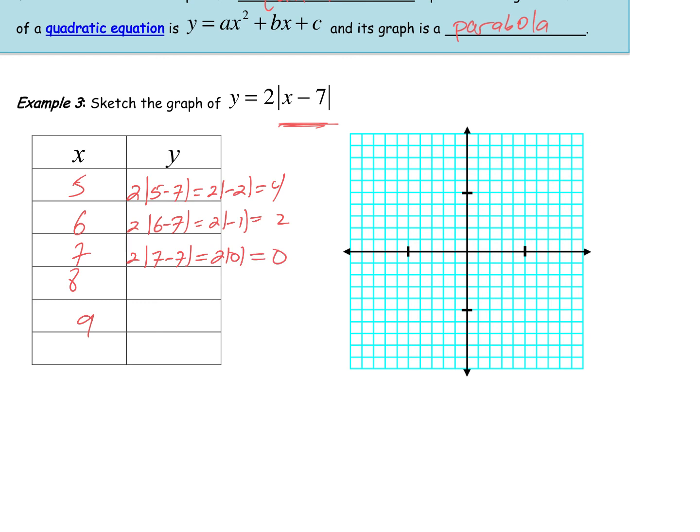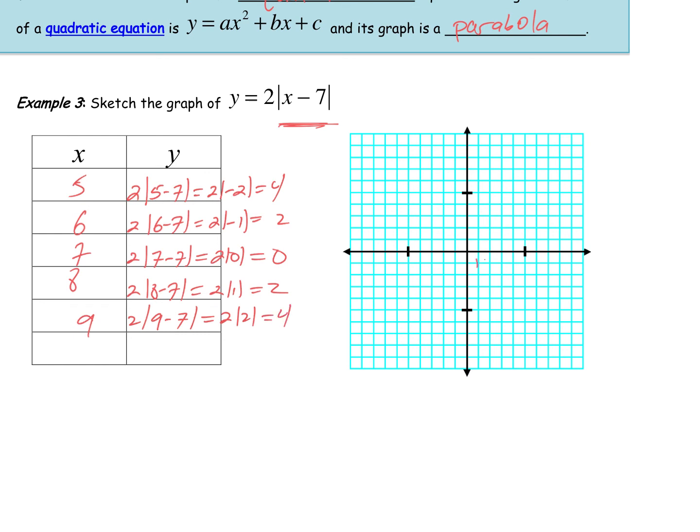When x is 8, we have 2 times the absolute value of 8 minus 7, which is 2 times the absolute value of 1, which is 2. And when x is 9, we have 2 times the absolute value of 9 minus 7, which is 2 times the absolute value of 2, which is 4. So I'm going to go ahead and plot these points.